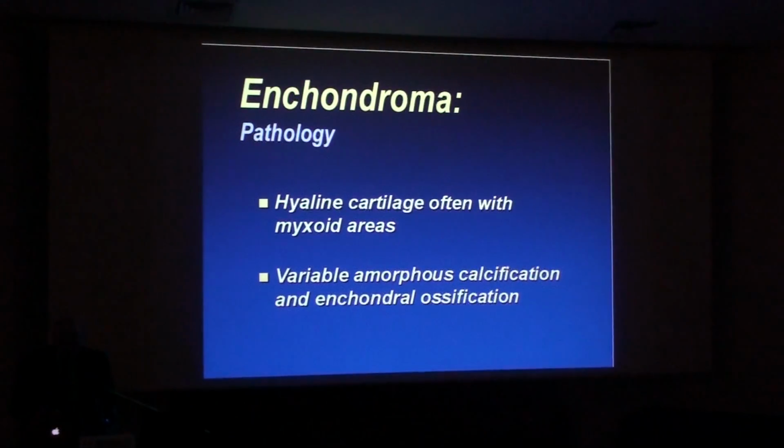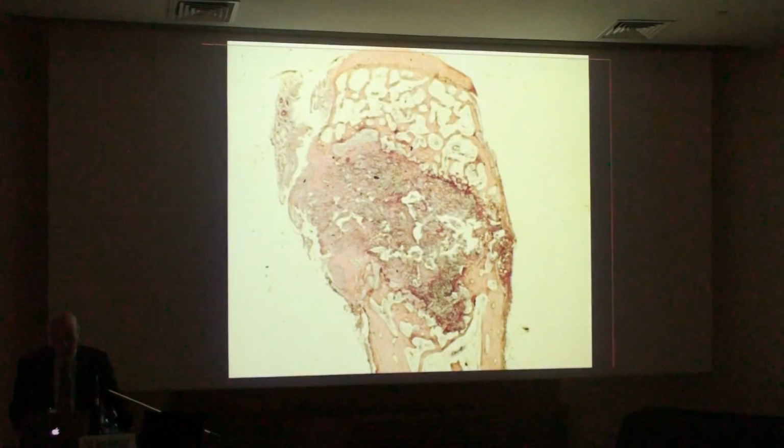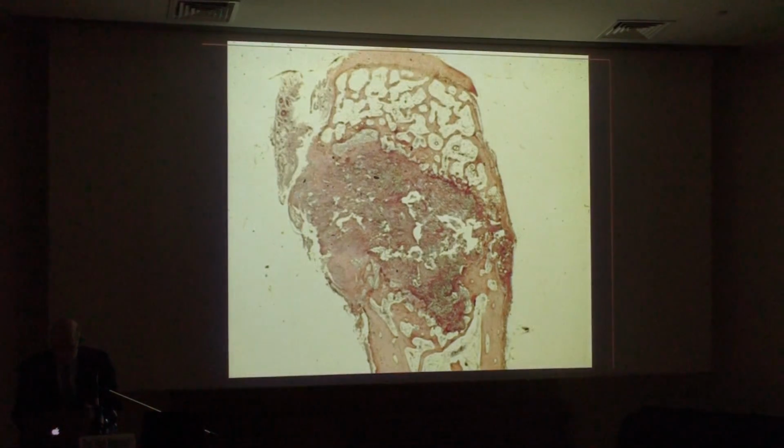Pathologically, it's hyaline cartilage, as we talked about. It grows in lobules with varying amounts of enchondral ossification and calcification. The classic arcs and rings, stipples and flocculi that we talk about as cartilaginous matrix. And here is a typical enchondroma, this one within a metacarpal.